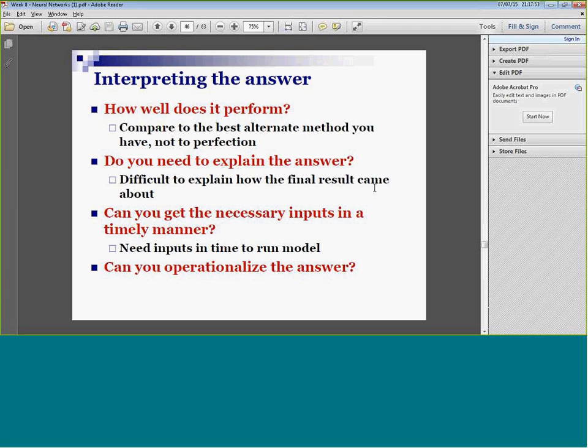Okay, now you'd like to have it detect 100% of fraud and no false positives, right? No false negatives, no false positives. That ain't going to happen. So as always, you have to compare what came out of your model with the best alternative you have. Now, a second problem. Can you explain the answer? Look how much more difficult it was to grasp sort of what's going on in that hidden layer. How'd you like to explain that to your boss?